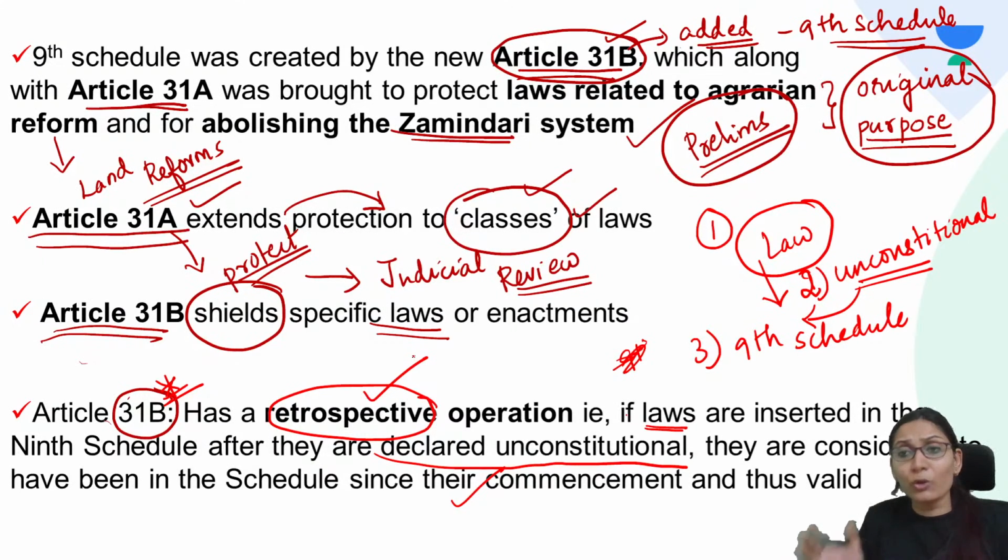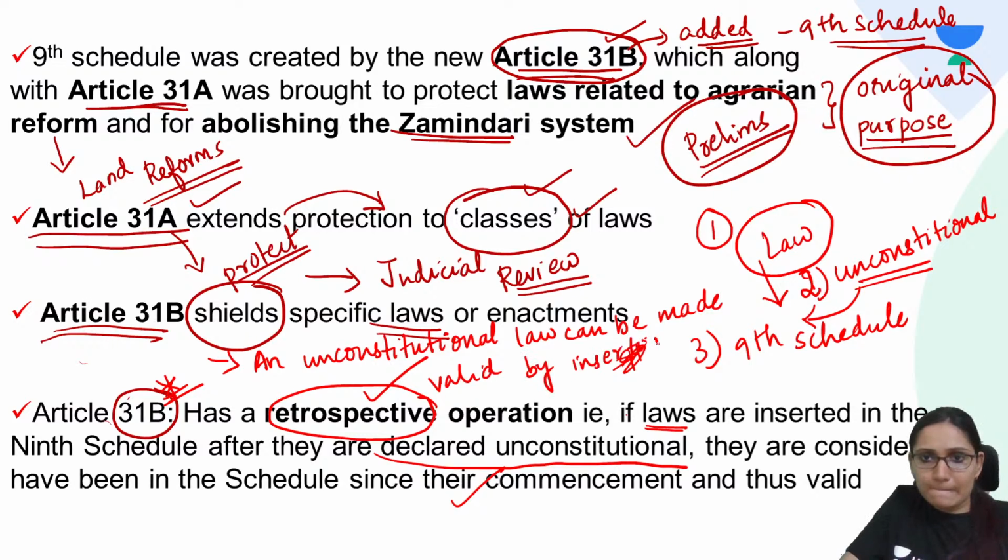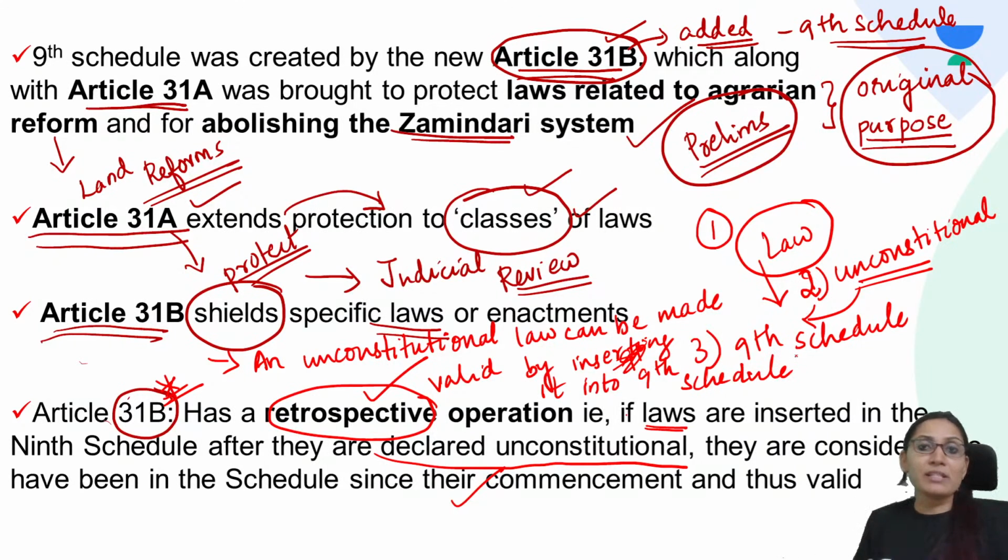An unconstitutional law can be made valid by inserting it into the 9th schedule. This is the point that should be clear for you. I'll just write down the summary: an unconstitutional law can be made valid by inserting it into the 9th schedule. So, just to make an unconstitutional law valid, the government or the parliament can put it into the 9th schedule. That is why it's considered to be retrospective. I hope it's clear for you.